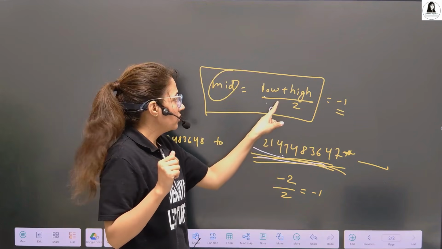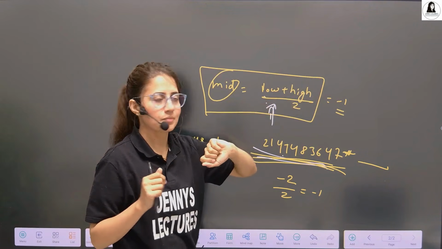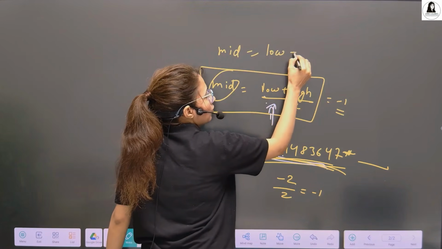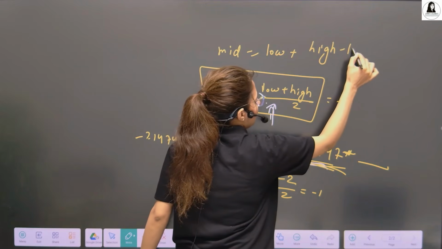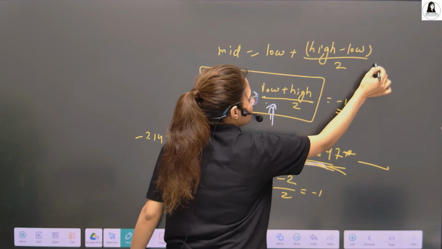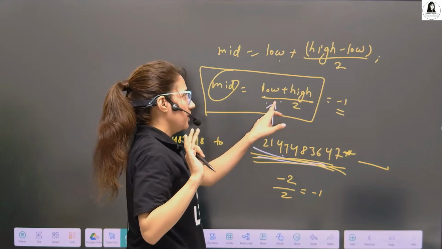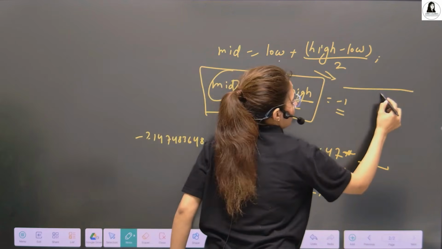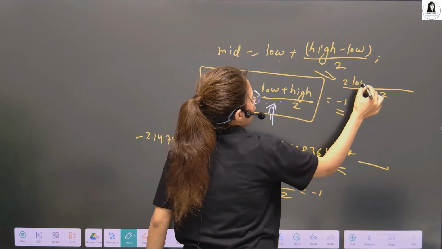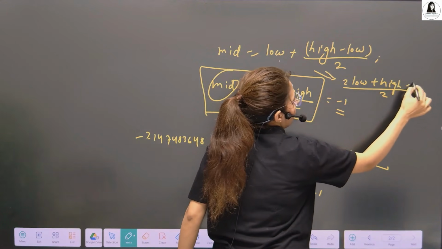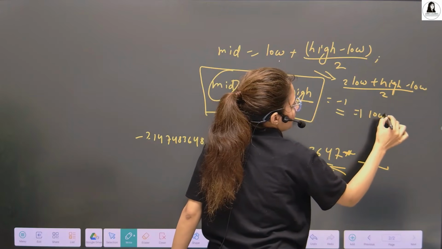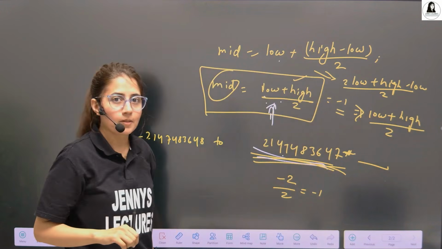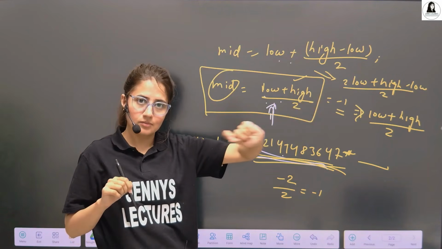So we can do one thing, we can just write this in a different way. We can write mid is equal to low plus (high minus low) divided by 2. This is the same as the earlier expression and will give you the same result, because if you compute it, the LCM is 2, and 2 into low plus high minus low ultimately becomes (low plus high) divided by 2. But in this case, it will not give you that overflow condition.